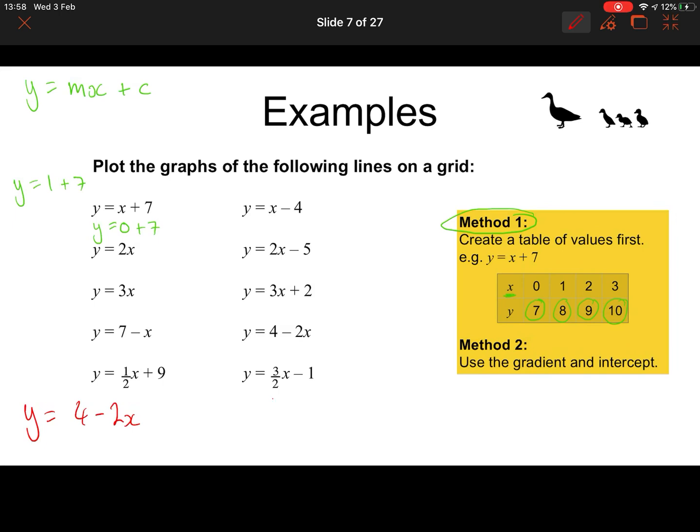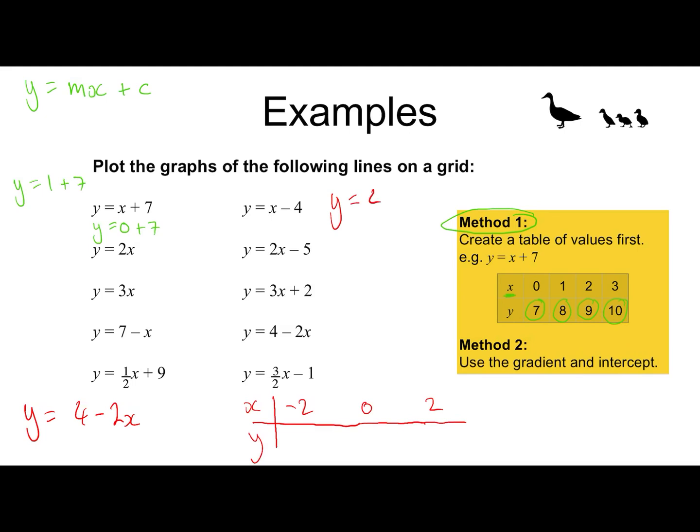Let's just do one more example. What about this one? Let's pick y is equal to 4 minus 2x. So again, what I'm going to do is pick some values of x. It doesn't really matter what I pick. I'm going to pick these values: if x is equal to -2, if x is equal to 0, and if x is equal to 2. Right, now when I put my numbers in, I must follow BIDMAS. Please follow BIDMAS. That's what it's there for, okay?